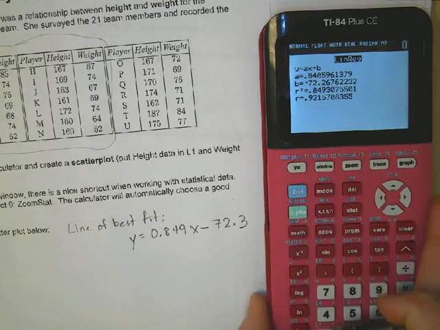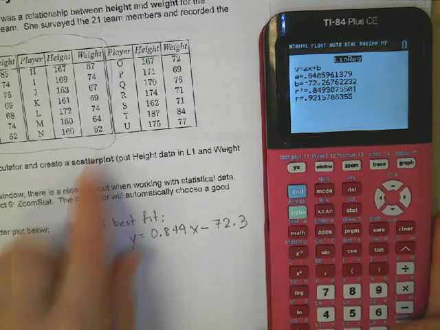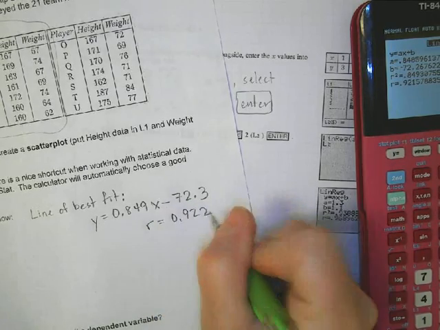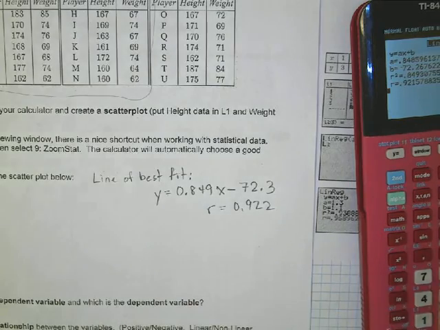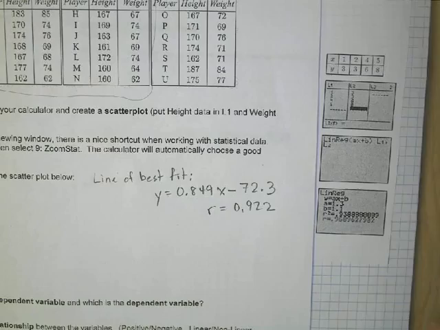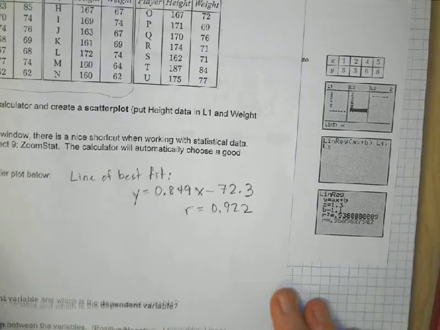Now remember, that's for my data. I only put in 14 of the data points, so you're going to have a different answer. So I'm going to say my r is equal to 0.922. Okay, so what does that mean? What does it mean if I have a correlation coefficient of 0.922? That comes to the rest of the notes that I gave you.